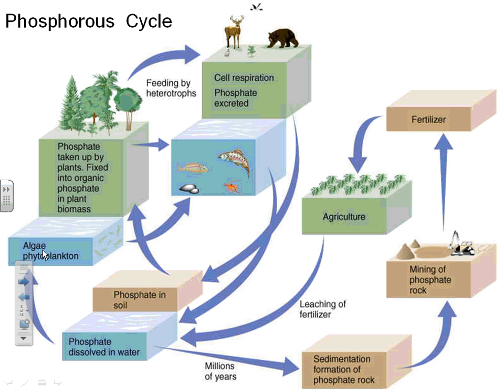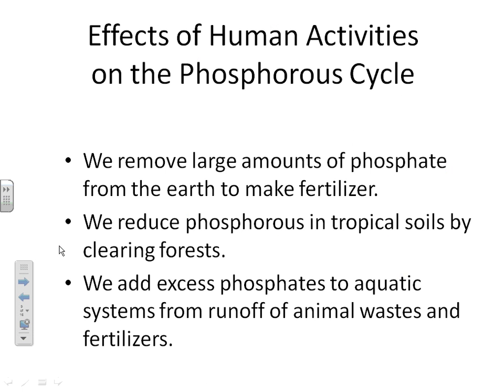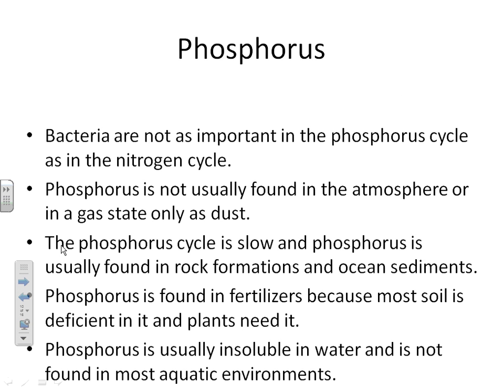From there, it starts to feed algae. They start to kind of go nuts and overpopulate in lakes and rivers. And we talk about that in terms of eutrophication. So bacteria are not a big deal here. You usually don't find phosphorus in the gas state. It'll travel around as dust in the atmosphere.